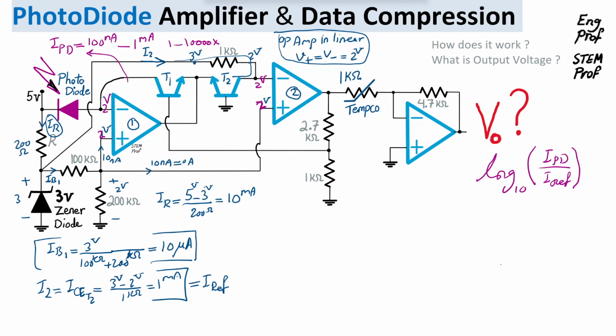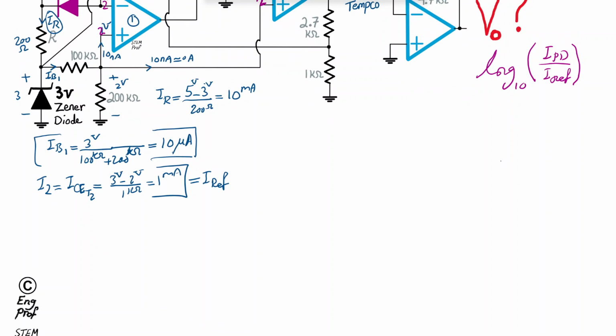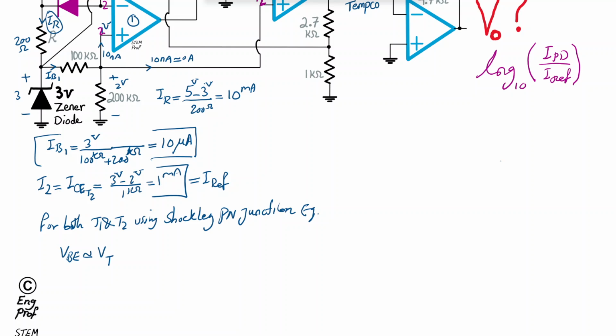So for both transistors T1 and T2, using the Shockley p-n junction equation, the diode equation, I can write the voltage of base-emitter for the silicon NPN transistor as roughly the thermal voltage, which is roughly 26 millivolt at room temperature junction, and room temperature junction is on the order of 300 Kelvin, so roughly 290 to 300 Kelvin.